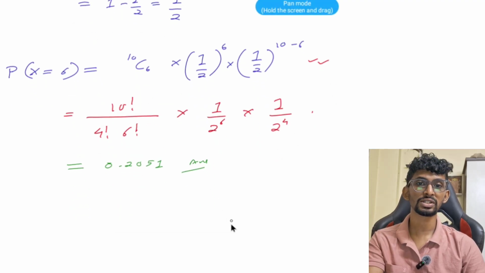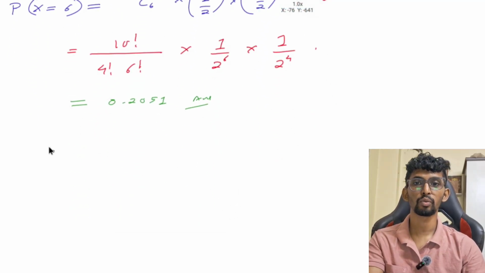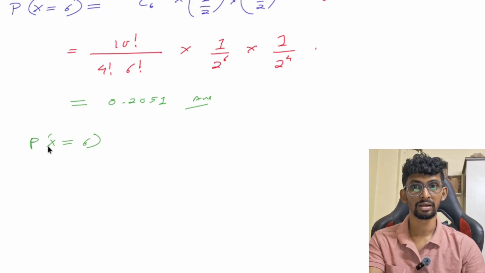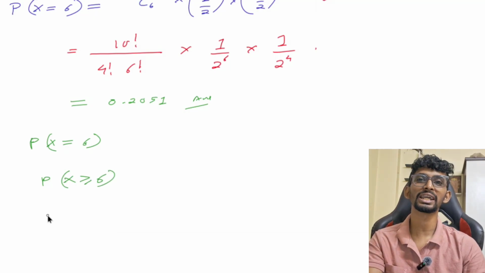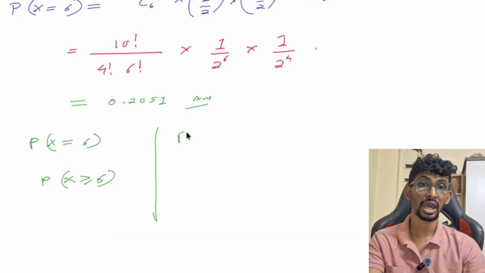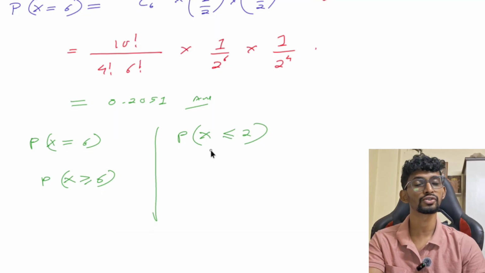Now, this was a question where we had to find the probability of exactly 6 heads. There can be questions something like the probability of getting at least 6 heads, that is x greater than or equal to 6. Or they can ask the probability of getting at most 2 heads, so less than or equal to 2. This type of question you can also get.